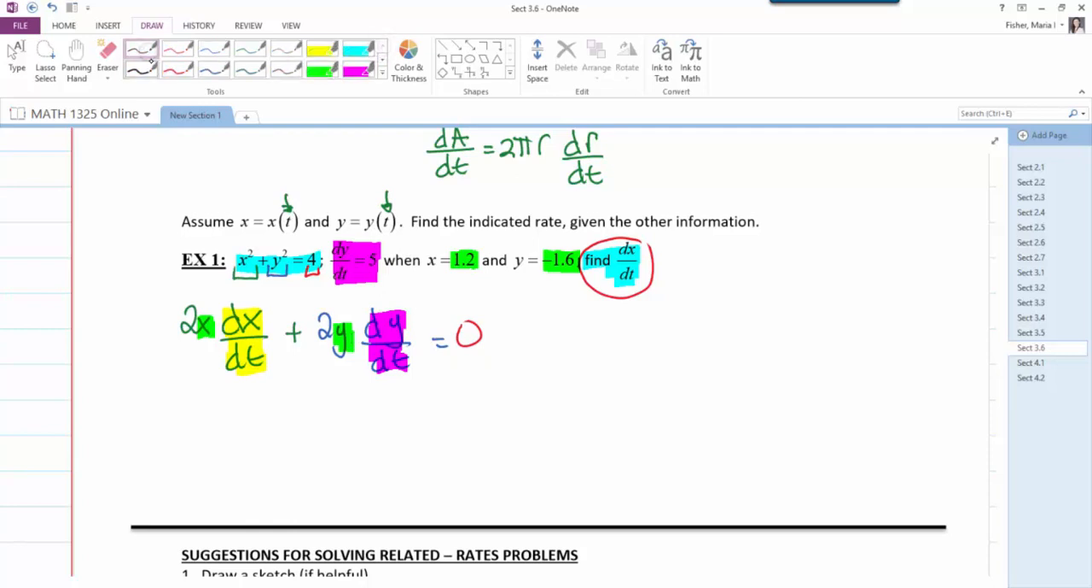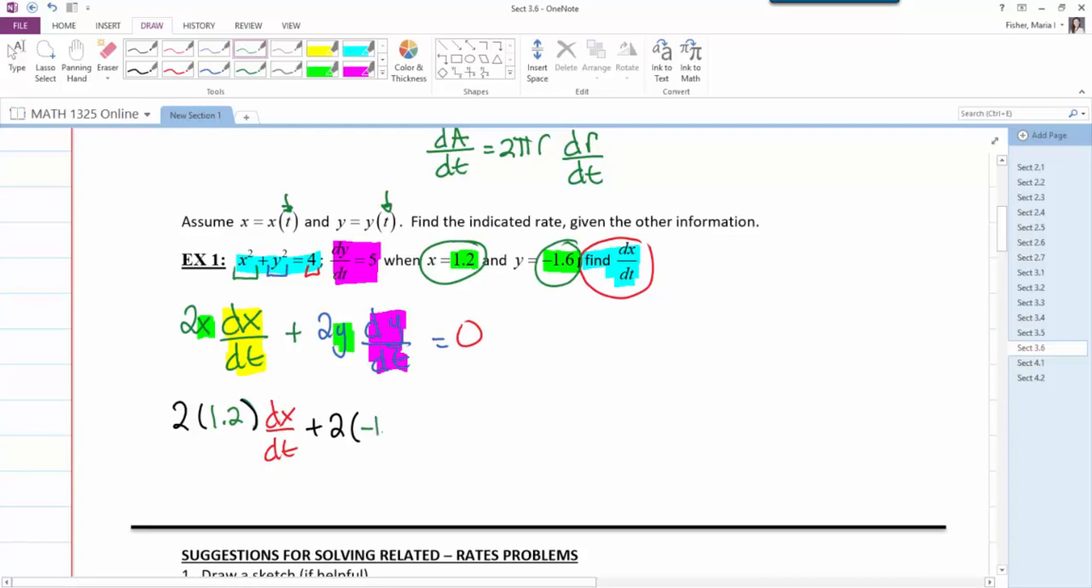If I do that, I get 2 times x, which is given as 1.2, times dx/dt, which is what I'm looking for, plus 2 times y, which is given as negative 1.6, times dy/dt, and dy/dt is also given as 5, and that equals 0. So I have enough information to solve for dx/dt. In order to solve for dx/dt, I just need to work this problem out.